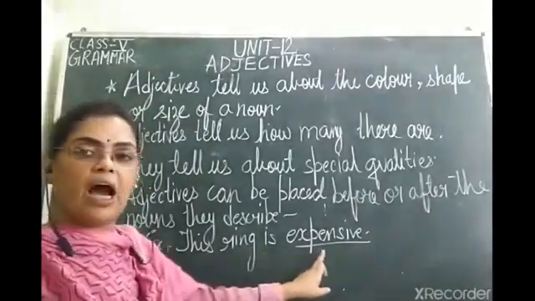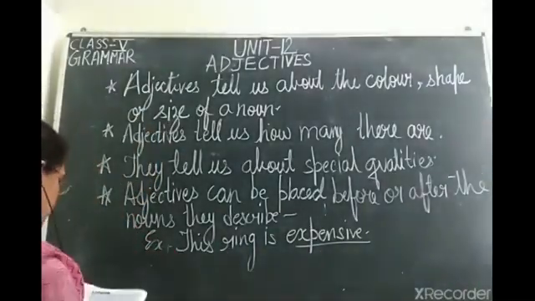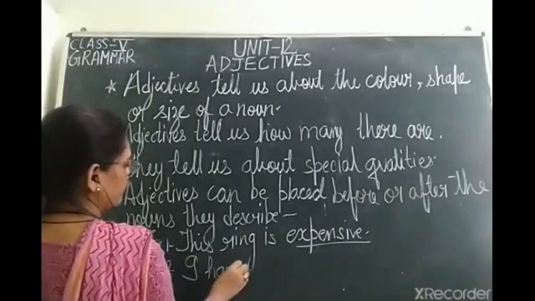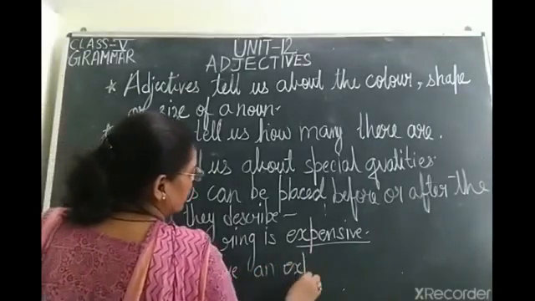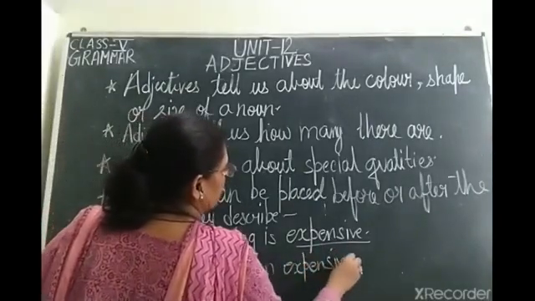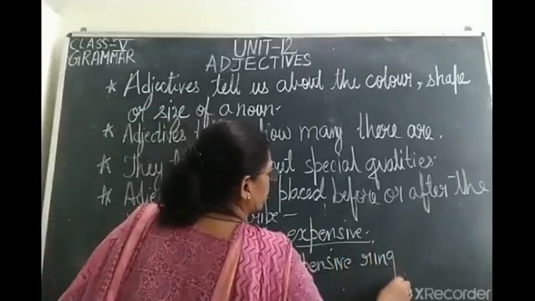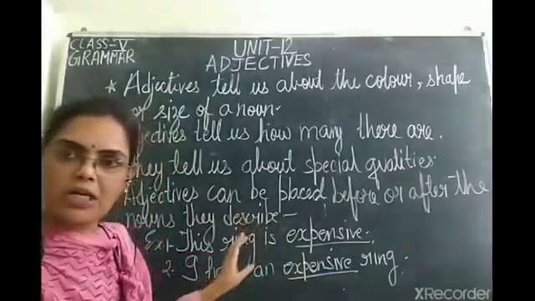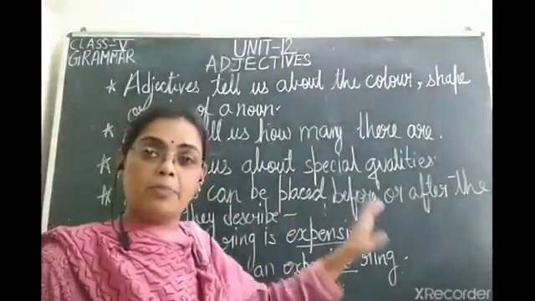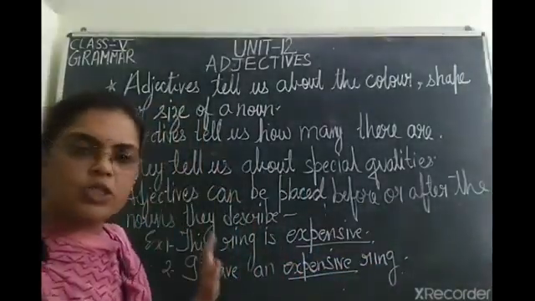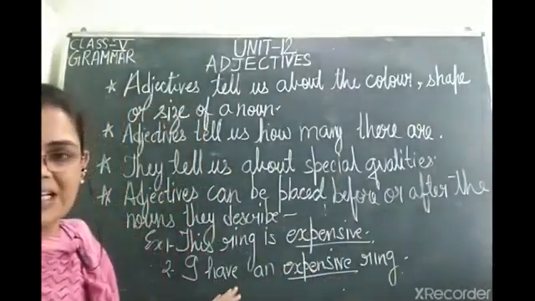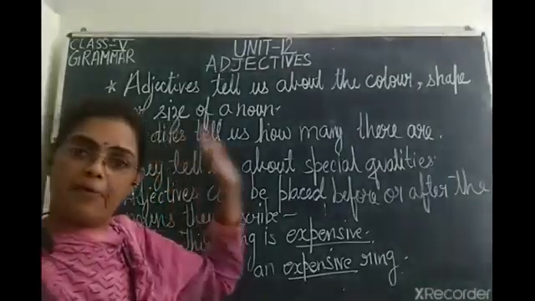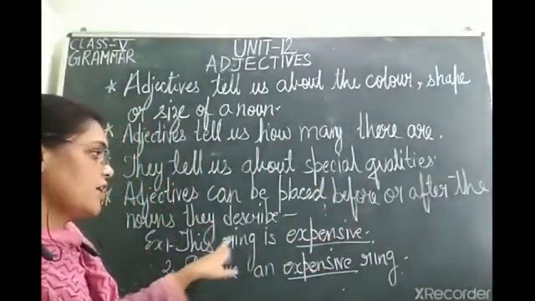So where is the adjective? After the word ring. Now the next example is, I have an expensive ring. And in this sentence, children, the adjective has come before the noun. So it is not necessary that the adjective comes before or after the noun. Adjective can come before the noun also and after the noun also. Now with this example, I hope this doubt is also clear that an adjective can be placed before or after the noun.